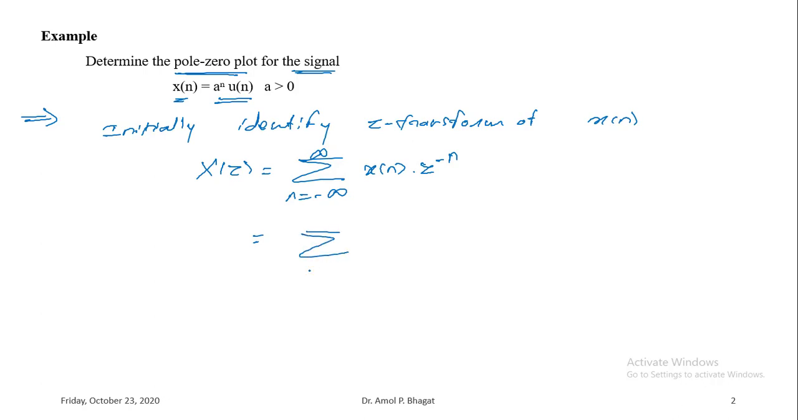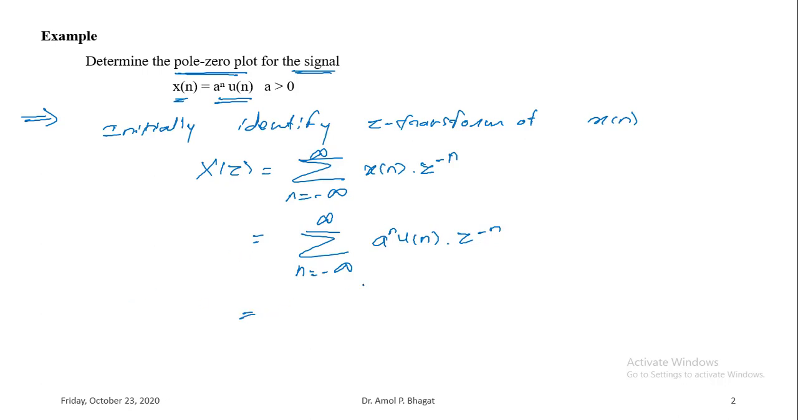So here, summation n is equal to minus infinity to infinity. In place of x of n you can substitute a to the power n u of n. So a to the power n u of n multiplied by z to the power minus n.